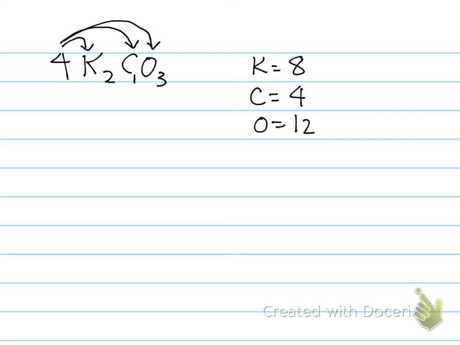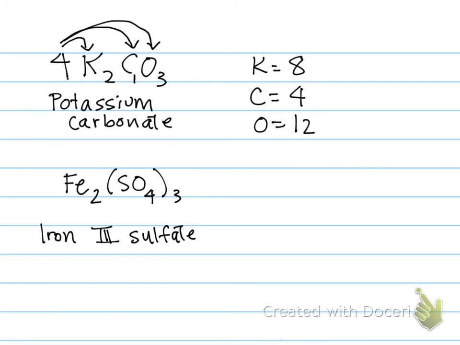Okay, if you have a situation where you have the parentheses, when you have iron 3 sulfate here, keep in mind that this 3 on the outside of the parentheses is going to distribute to everything inside the parentheses, which is the oxygen and the sulfur. Okay, so my irons would be 2. This has nothing to do with the parentheses, so I have 2 irons. My sulfurs would be 3, and my oxygens would be 4 times 3, which is 12.